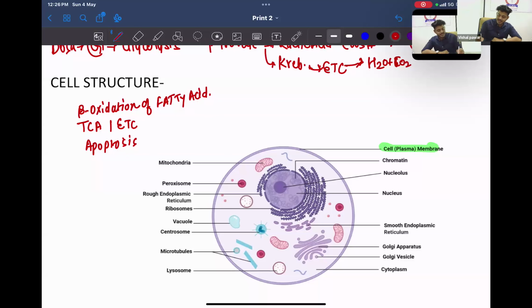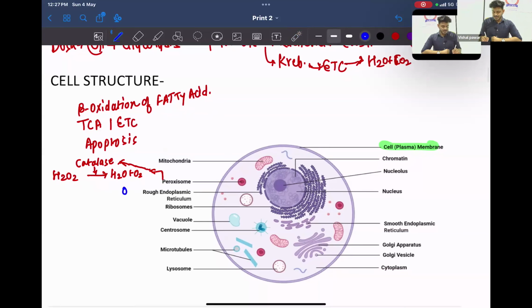Okay. Second organelle we are having is going to be peroxisomes. What is the function of peroxisomes? Peroxisomes has an enzyme which is going to break H2O2 into H2O plus O2, and this enzyme is known as catalase. And now this oxygen is going to be converted into single oxygen molecule. You can simply remember peroxisomes is going to make single oxygen.